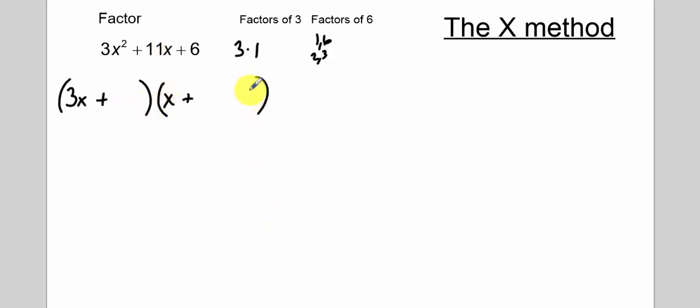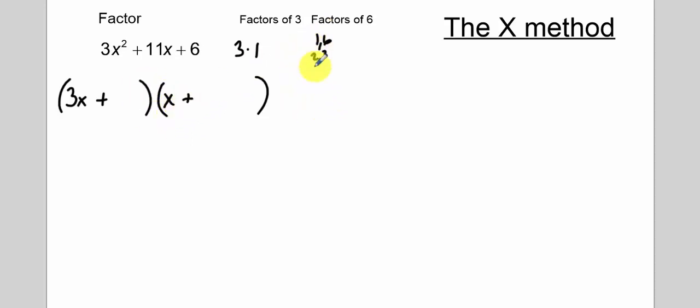I could also put my 6 here, but then I've got an 18 when I multiply the first term times the last term, and then a 1 if I put a 1 right here and do this multiplication. That's not going to do it either.